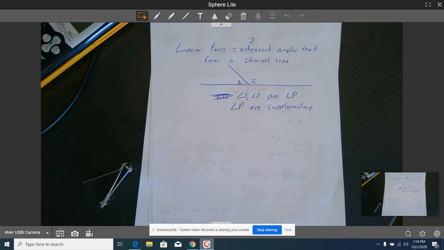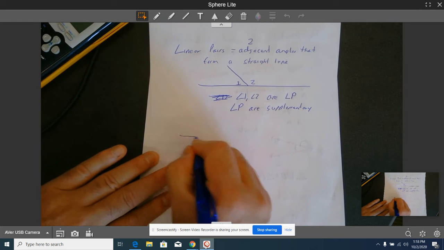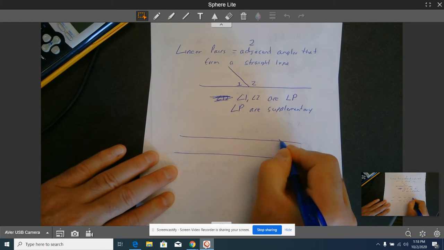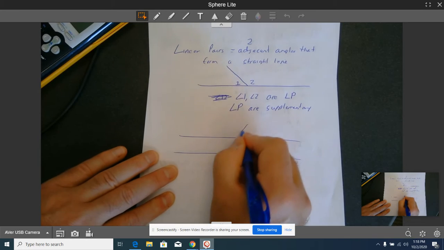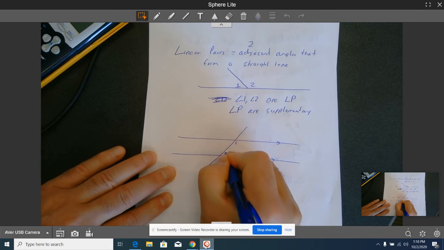Next question. Same side interior angles, does it matter what side of the line, or as long as they're inside? So if I draw this picture, let's pretend these 2 lines are parallel.